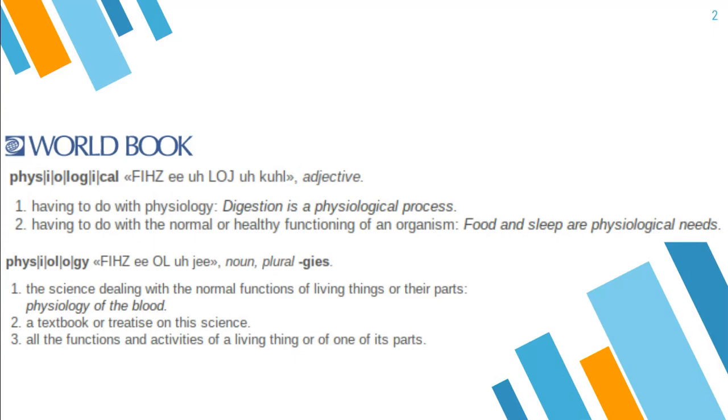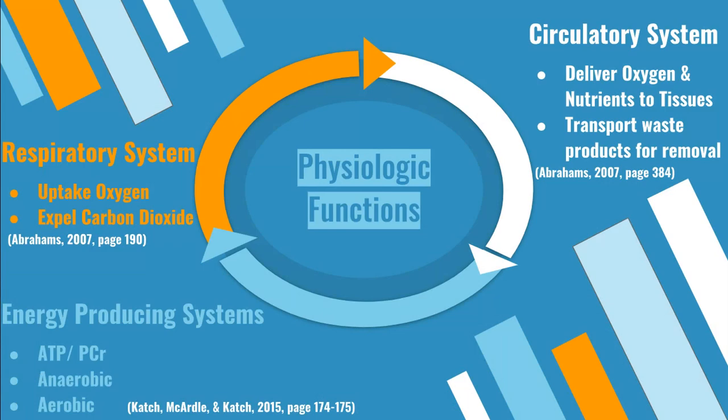Before we can discuss the factors affecting physiologic function, we need to understand what these functions are. World Book defines physiological as having to do with physiology, which encompasses all of the functions of all living things. The scope of this presentation will focus on the functions of the respiratory, circulatory, and energy-producing systems. These systems work synergistically to achieve optimal performance.